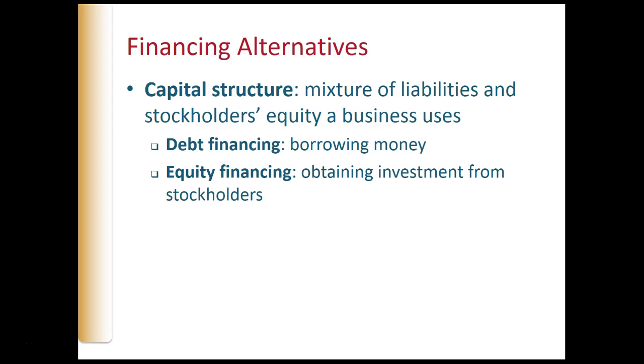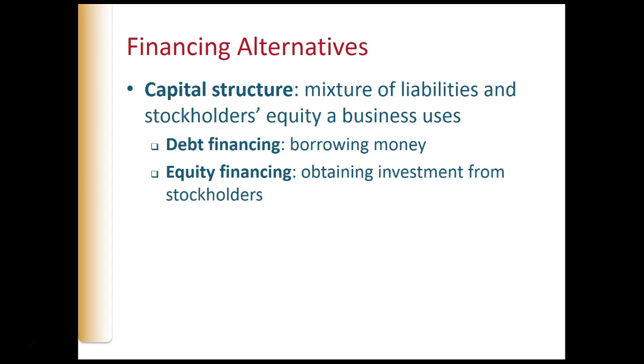Now, let's look back at the basic accounting equation. Assets equal liabilities plus stockholders' equity. Now the right-hand side of the equation reveals the two sources of financing: debt financing and equity financing. Debt financing refers to borrowing money from creditors, which are liabilities, and equity financing refers to obtaining investments from stockholders, which would be stockholders' equity. The mixture of liabilities and stockholders' equity a business uses is called its capital structure.